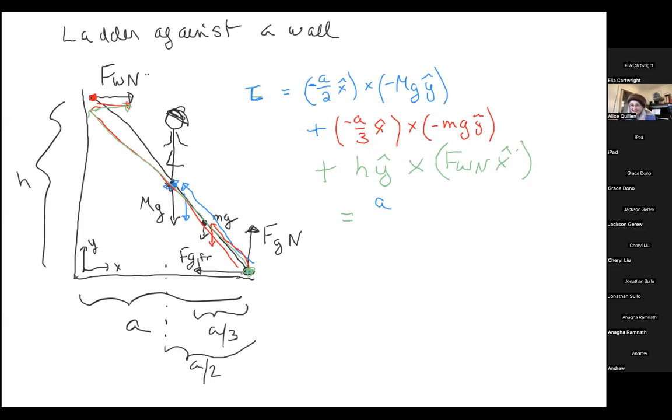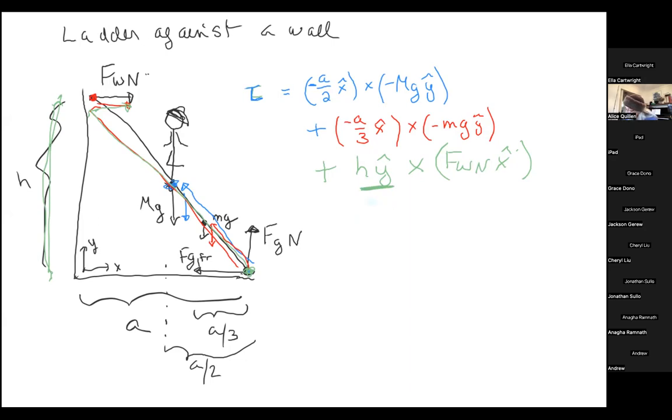X hat cross X hat is 0. So you only care about the perpendicular components. So I only took the vertical part of R, which in this case is H, right? So this is the vertical part of R. So I could have written this out in more detail. So let me show you how I would have done it in more detail.